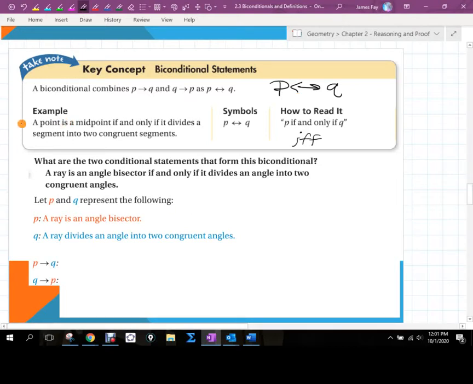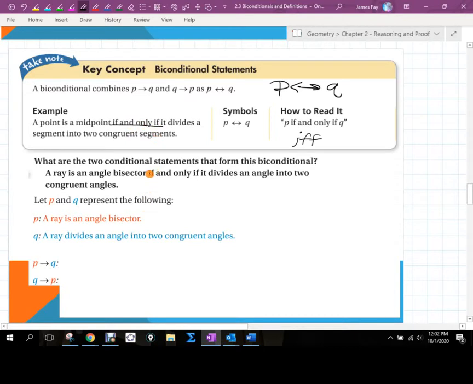Here is another example that we see a lot. So the point is a midpoint if and only if it divides a segment into two congruent segments. If you think about it, that's the definition of a midpoint, so it makes sense that we can write it as an if and only if statement, okay, or a biconditional. Is it okay? All right.